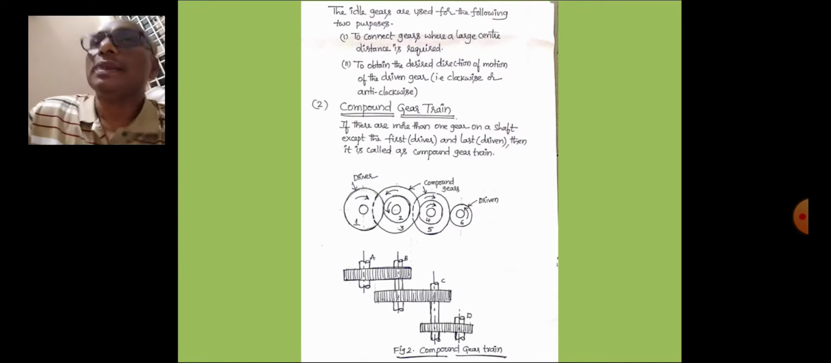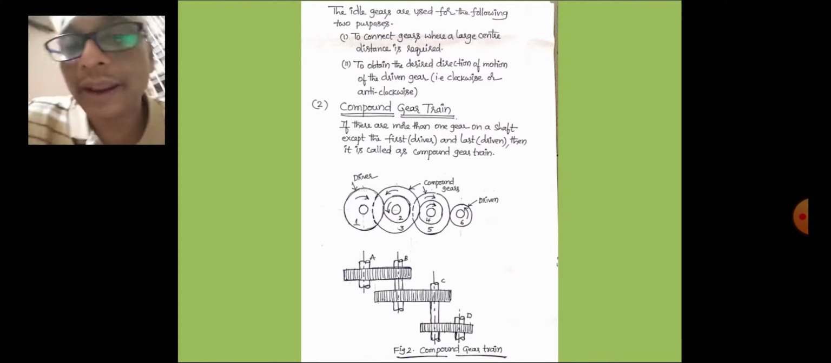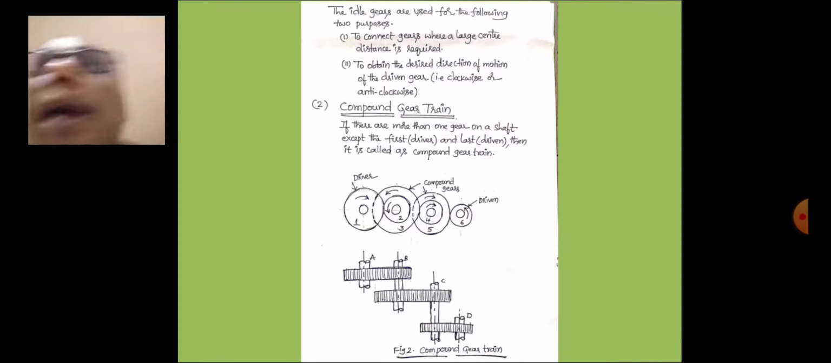in a simple gear train, each shaft is supporting one gear. Right. So in a compound gear train, except the driver and the driven, if it is a gear train in which each shaft is supporting more than one gear, then it is called a compound gear train. Now look at the figure.